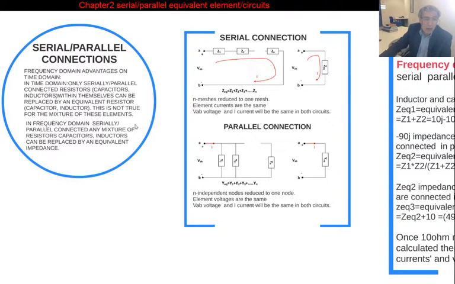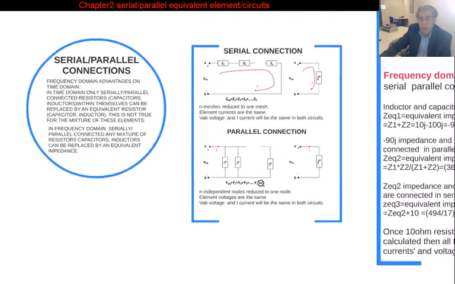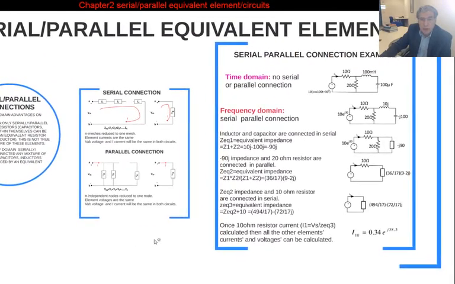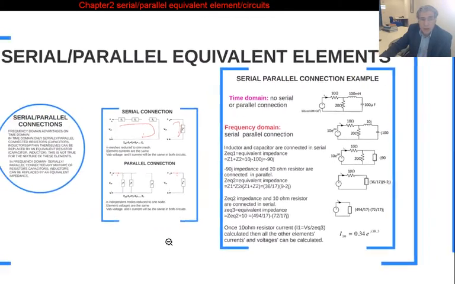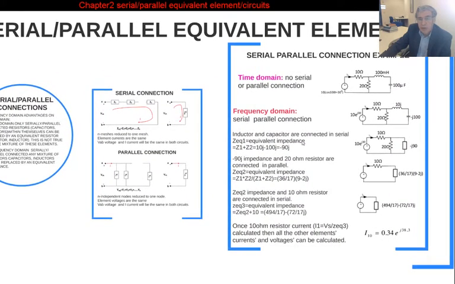What is the advantage we have in the frequency domain when we compare it with the time domain? So the third frame comes in. Here we have a circuit which includes an inductor, a capacitor and resistors. It is a serial parallel connected circuit. Why is it serial parallel connected? Those two elements are connected in serial.